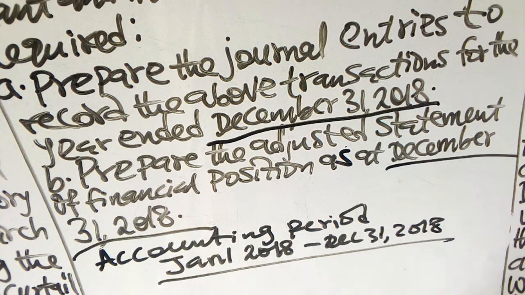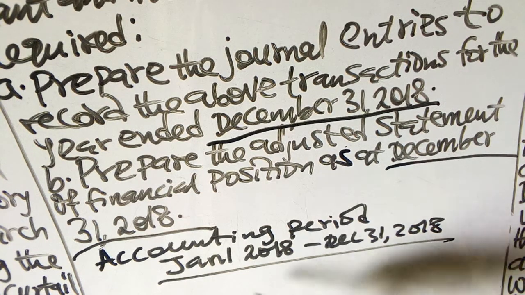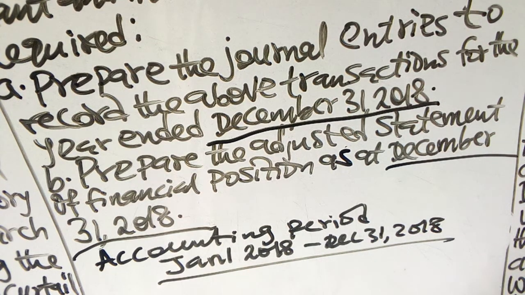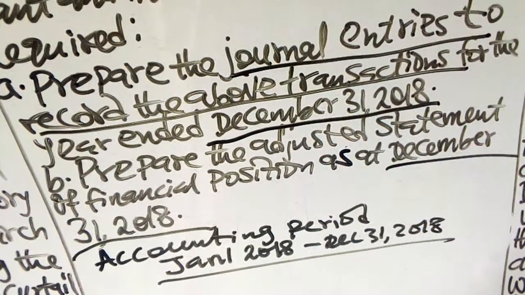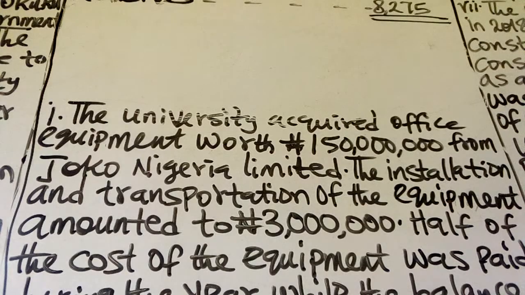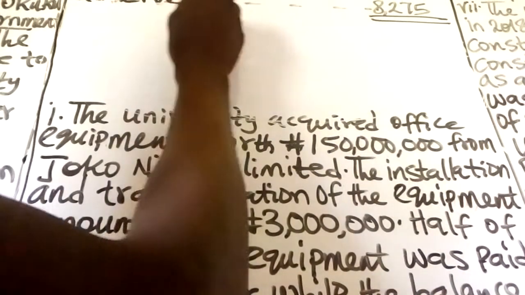You should bear this period in mind because some transactions occur outside this period, so as to know when those transactions will be recognized on the basis of the periodicity concept, or interval concept. So now let's go back to the question proper. You want to prepare journal entries to record the transactions. That is the first requirement. So we want to prepare the journal entries. Then we have Okuku State University solution.